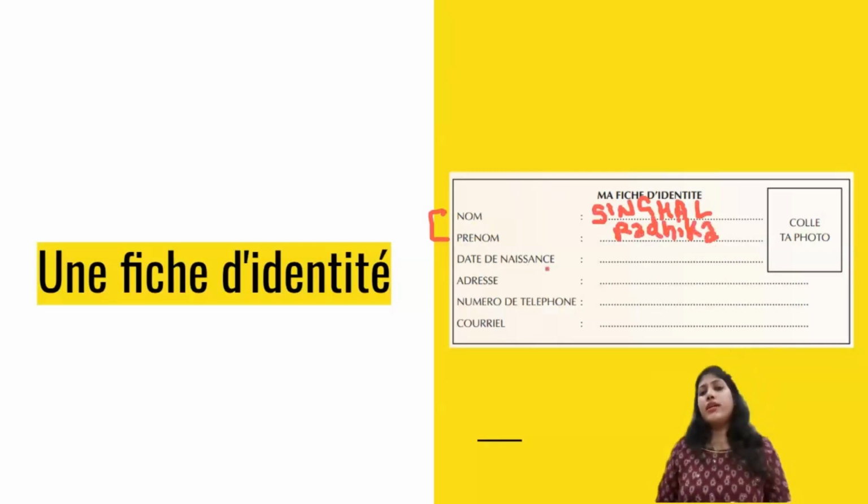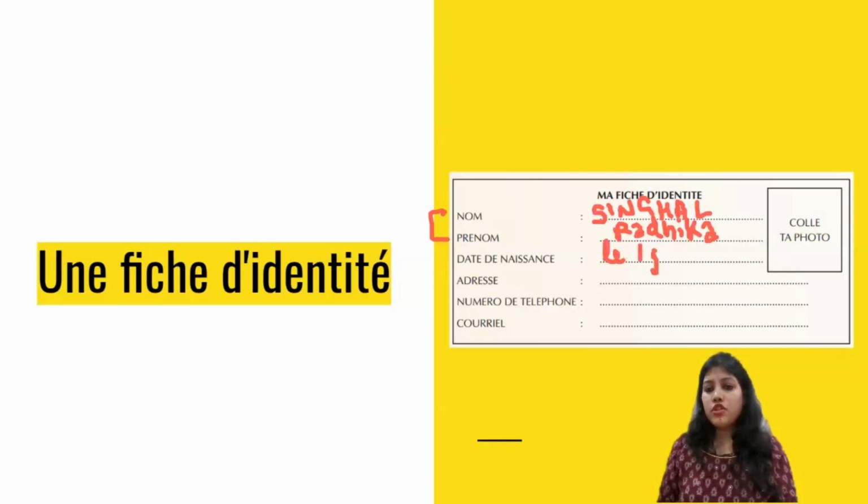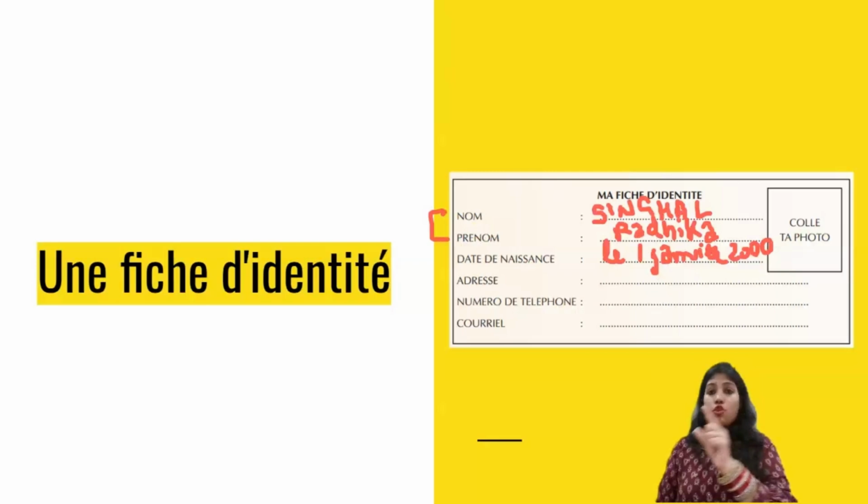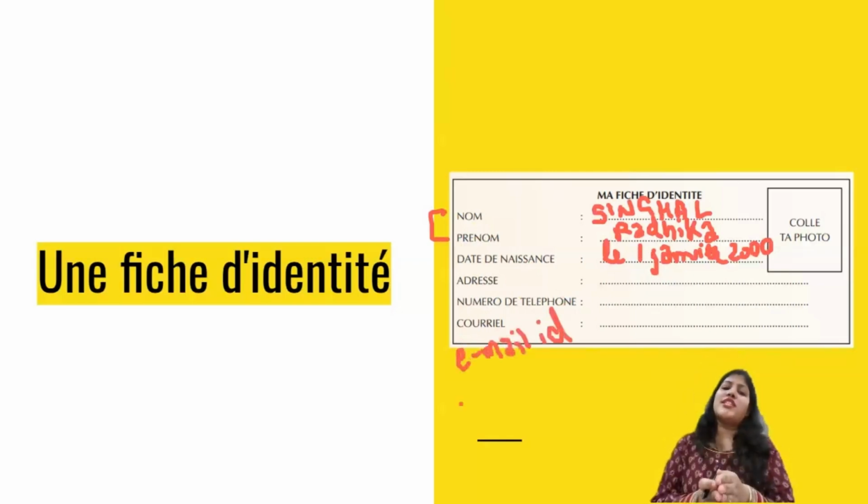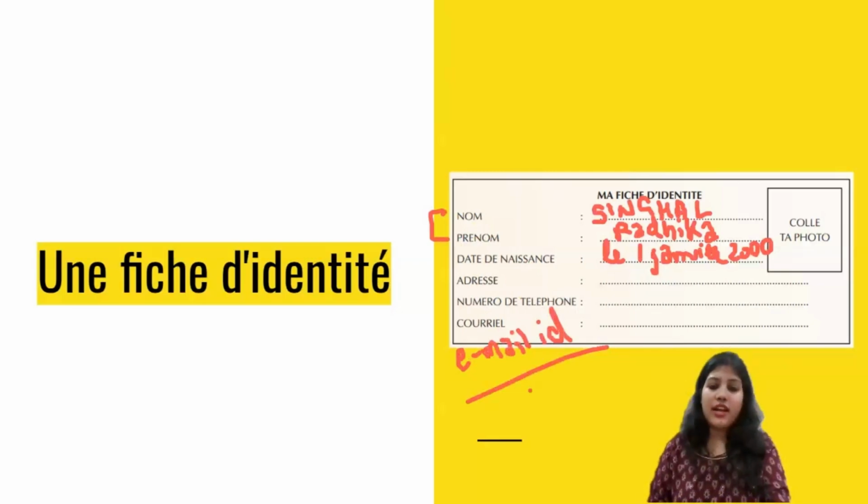Date de naissance, your date of birth. So I'm not writing the correct one. So we write it like le, for example, 1 janvier 2000. Okay. The month, the letter is not caps. We write le before it. Okay. Address, you can mention your address. Numéro de téléphone, I just taught you, you write it in double digits by putting dots in between. And courriel is your email ID. Okay. So this is how you complete your ID card.